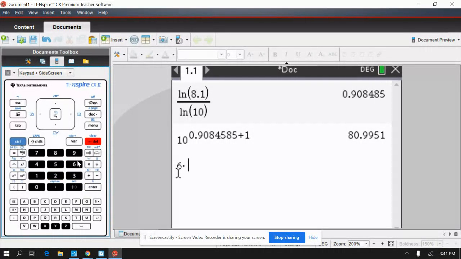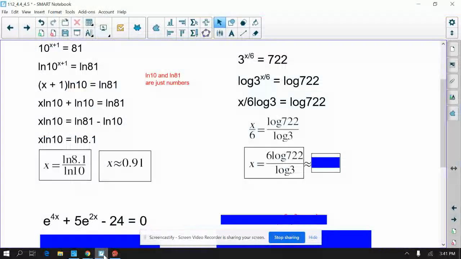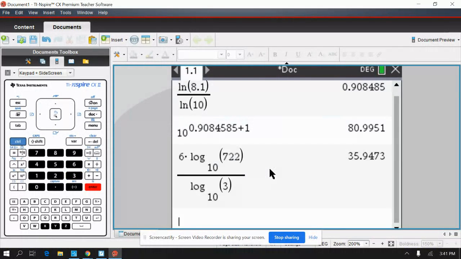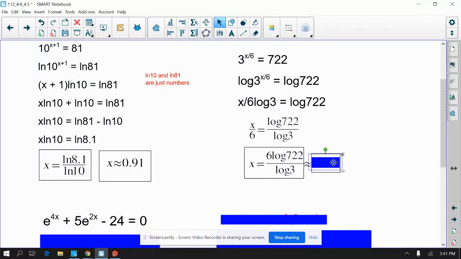No, it doesn't like that. Let's see. I hope that if you don't type in the base, it's just going to assume that it's a common log. And the other one was 3. Yes, it does. Okay, so it puts in the 10, unfortunately, but we need to be comfortable with not seeing that 10 and knowing that it's 10. So my answer is 35.95. And you can go back in here to check it. 3 raised to the 35.95 divided by 6 will get you really close to 722.